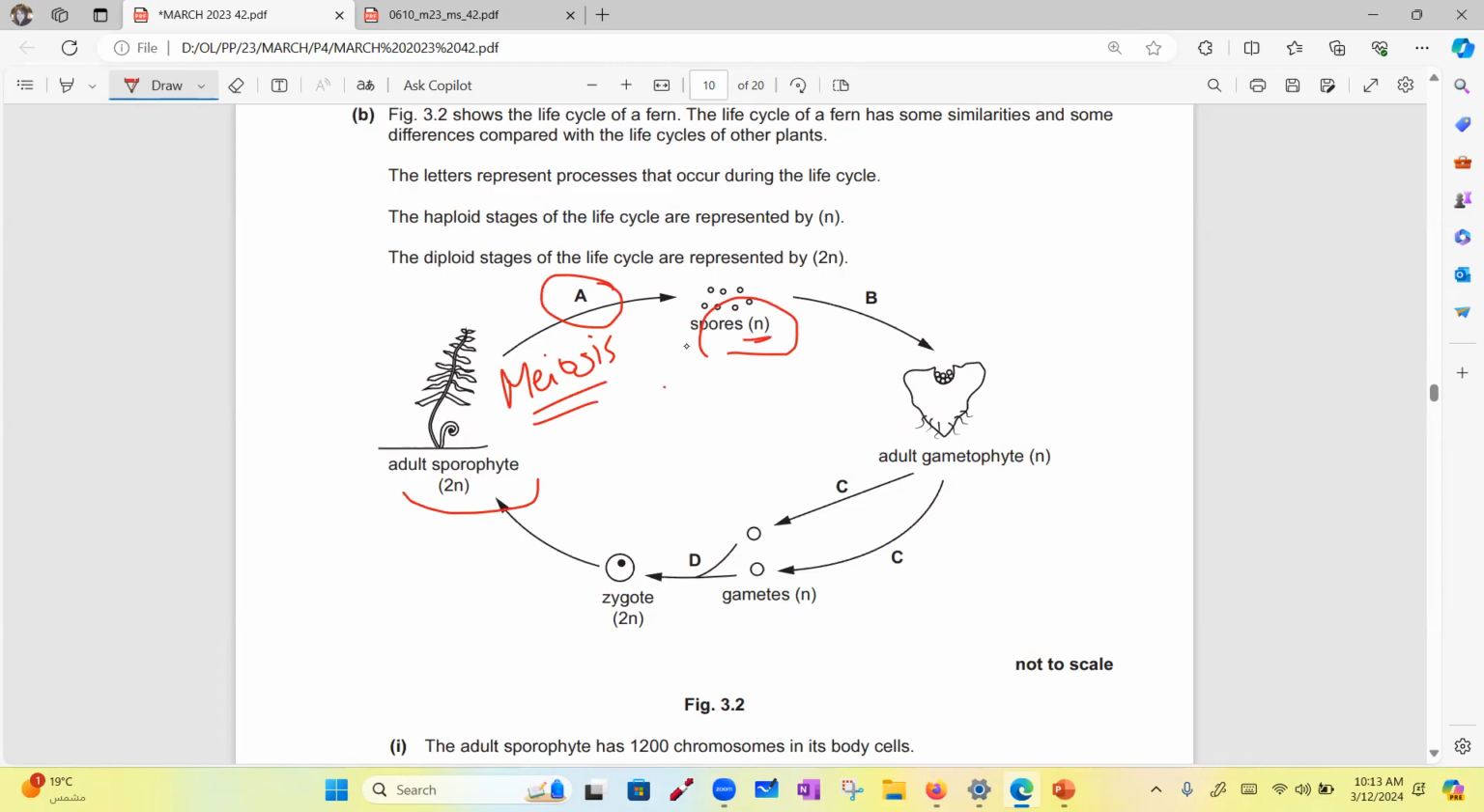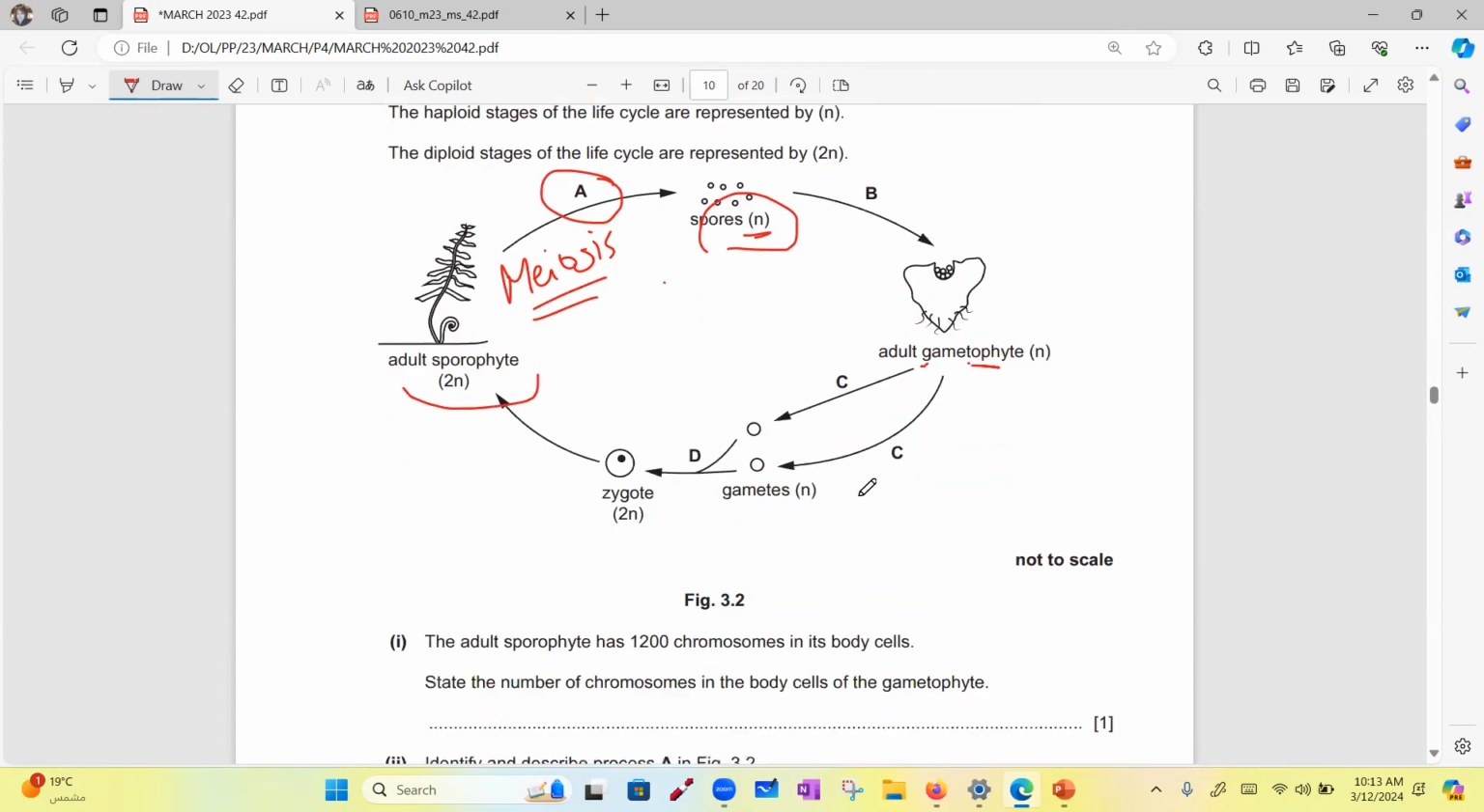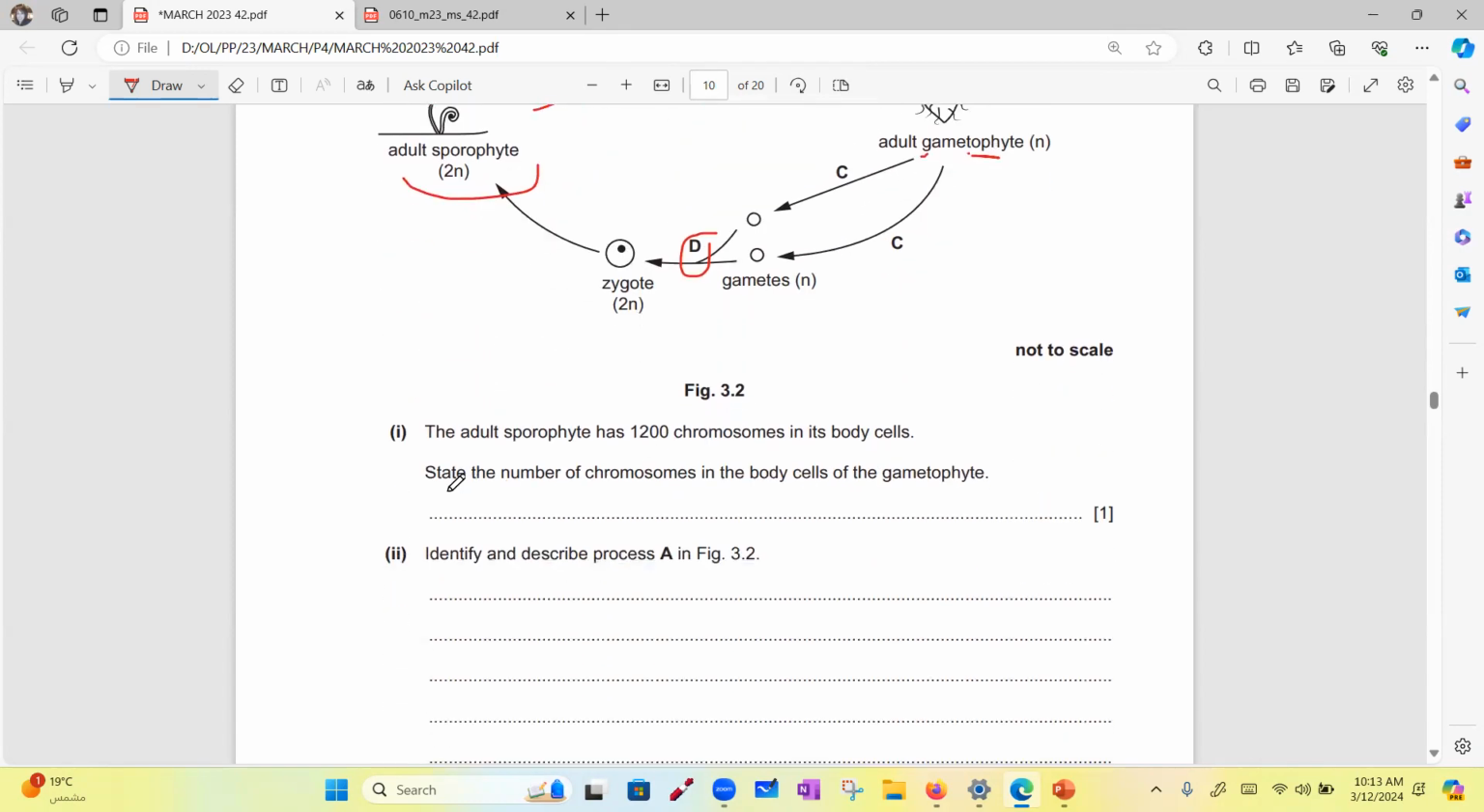You had actually B, adult gametophyte, they just made more. They reproduced more. They will not ask you about B. What is D? They will ask you about D. Fertilization. B is multiplication. Those spores, they multiply by mitosis, okay, and then they fuse in fertilization D to give me a zygote. State the number of chromosomes in the body cells of the gametophyte.